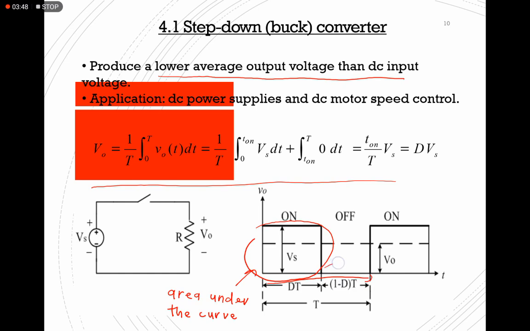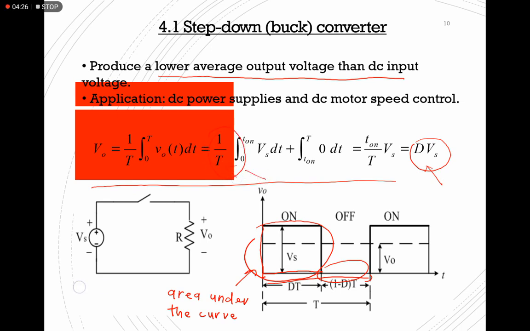Here we know that the output is 0 for the rest of the period, so you just identify the shape of the waveform and then find the area for that. This is a square, so the formula to find the area of a square is height multiplied by width. That is why you are able to get your average output voltage equal to D multiplied by Vs. The T will be cancelled out by the 1 over T from our integration over here.